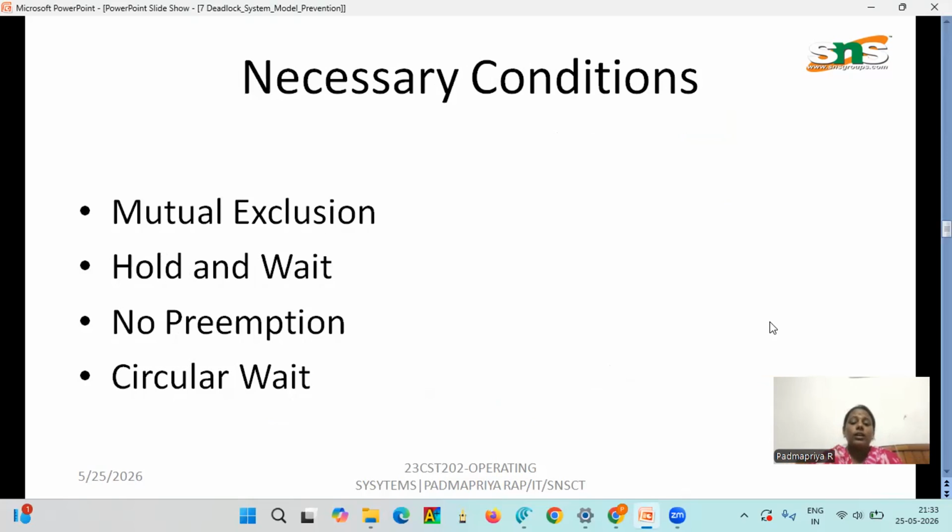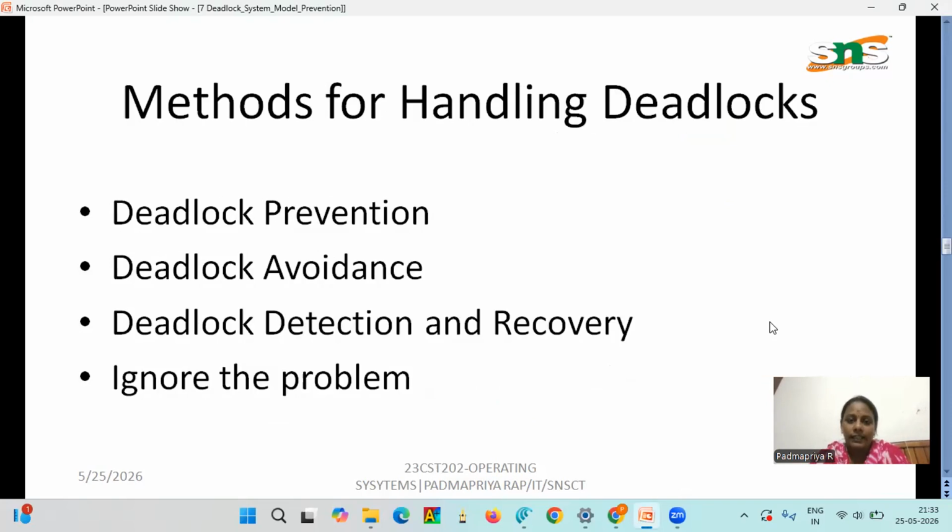The necessary conditions are mutual exclusion, hold and wait, no preemption, and circular wait. These are the necessary conditions of deadlock. The methods for handling deadlock are deadlock prevention, deadlock avoidance, deadlock detection and recovery, and ignoring the problem. These are the methods we are going to use for handling deadlocks.